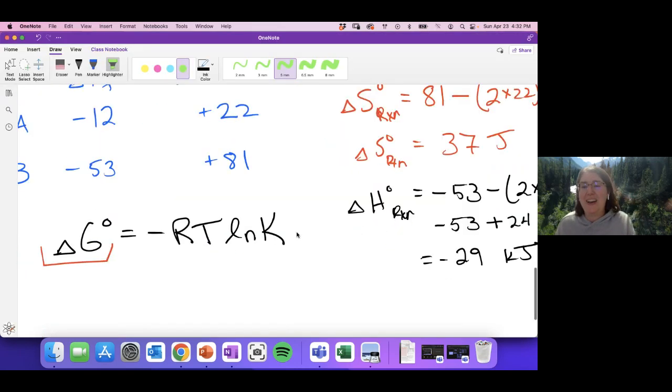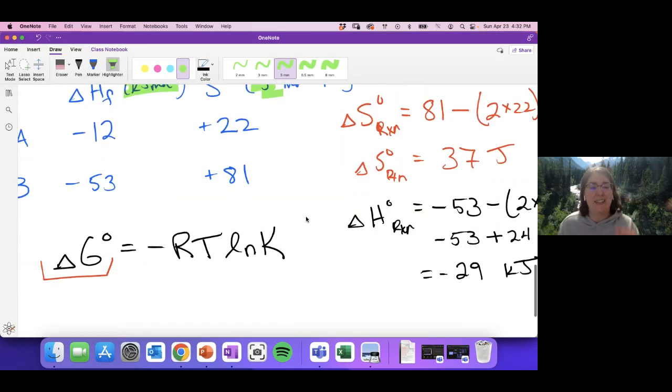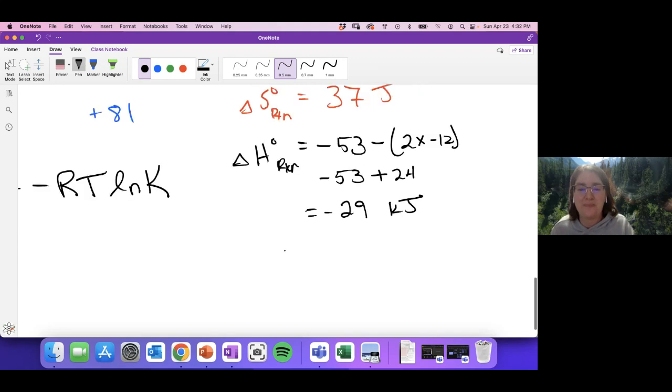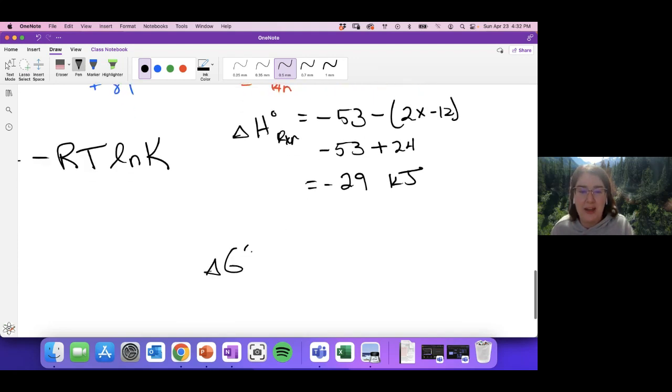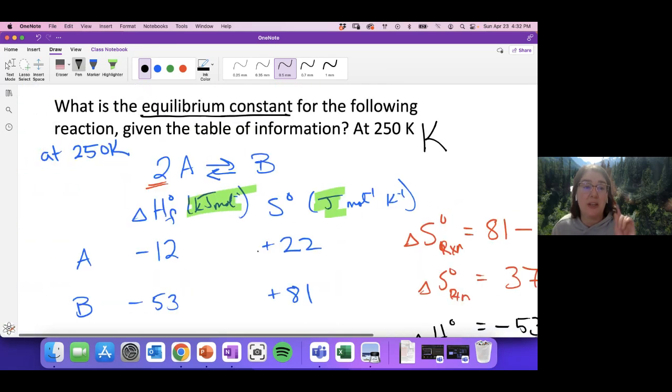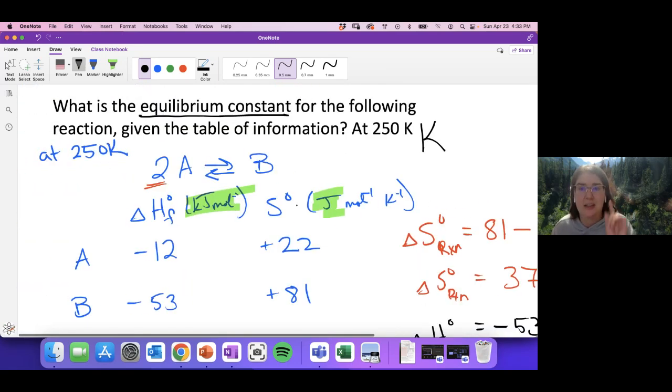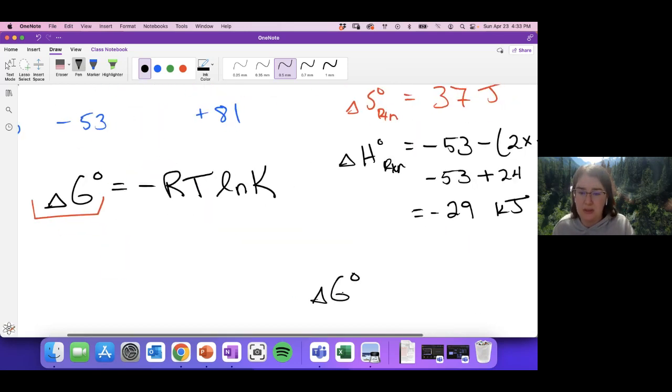Where was I? All right, so I got delta H and I got delta S. My goal is delta G. I'm going to get there. Delta G standard. The reason why I wanted to do this is because this is going to be delta G standard at 250 Kelvin. That's what the problem asked me for. So that's the temperature I'm going to use, 250.